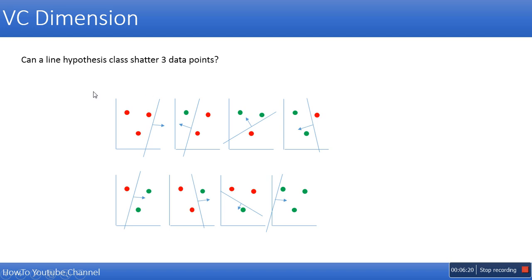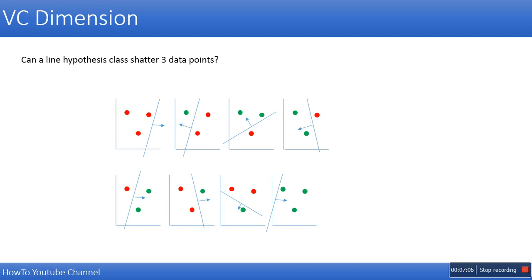The point is that in this two-dimensional space we can have an infinite number of data points, and if you can find even a single sample, and we are considering these three data points as that single sample, which a line can successfully shatter, then it works. When we say a line hypothesis class shatters three data points, it doesn't mean that every possible combination of three data points can be shattered by a line. No, this is not the case.